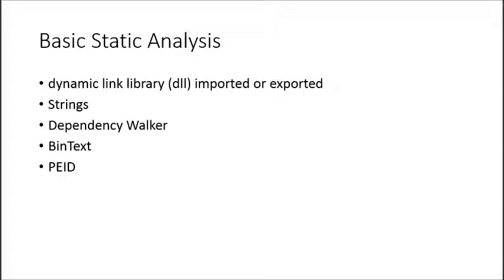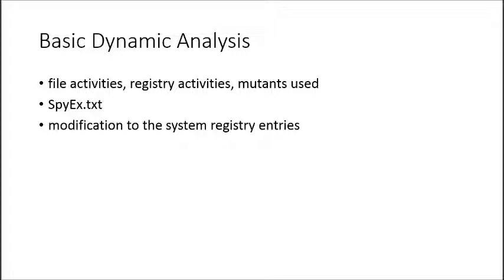Secondly, we conducted a basic dynamic analysis. It requires the execution of the malware to determine most of the malware functionalities. By carrying out this analysis, we were able to determine the file activities, registry activities, mutants used by the malware, as well as DNS requests made by the malware. After viewing those activities, we conclude that the malware has created a file called spy.ex.txt, another temporary file. Apart from this, the malware had also made some modifications to the system registry entries.